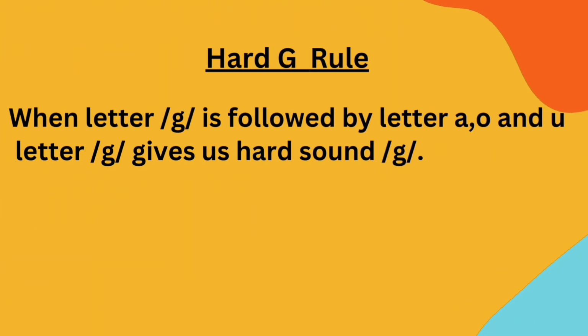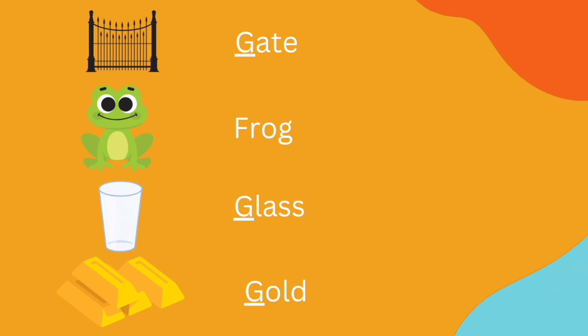Now the hard G rule. When letter G is followed by letter A, O and U, letter G gives us a hard sound, which is G. Let's have some examples: gate, frog, glass and gold. In all these words, G is followed by A, O or U.